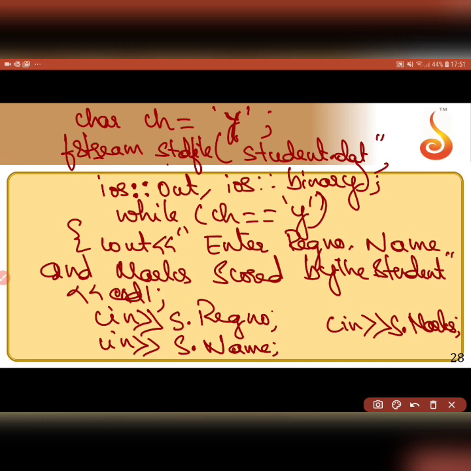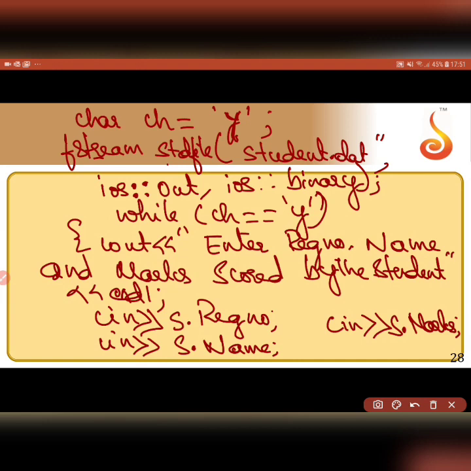After that, while ch is double equal to y, that is until the user wants to enter, I am going to take in the values. The first time it will take because I have given the initial value of that as y. Cout, enter registration number, name and marks scored by the student. After that, endl. Then this would be printed as it is on the screen.